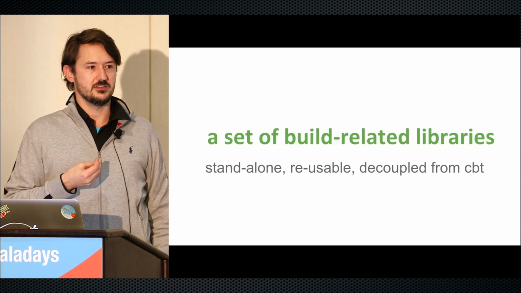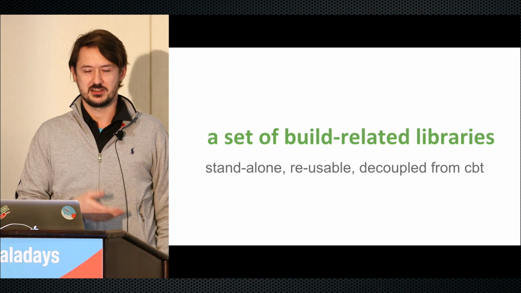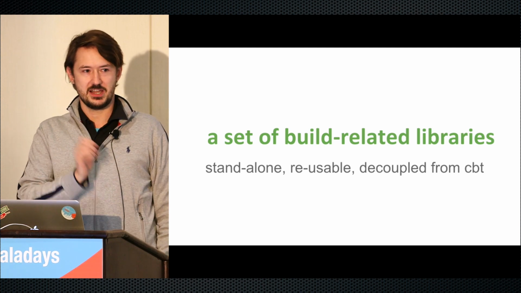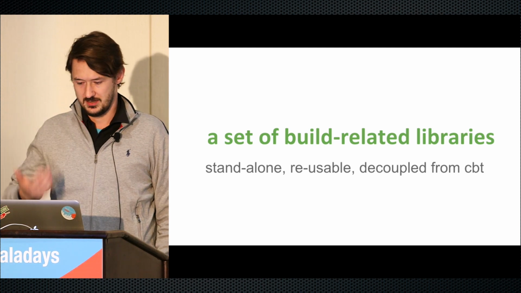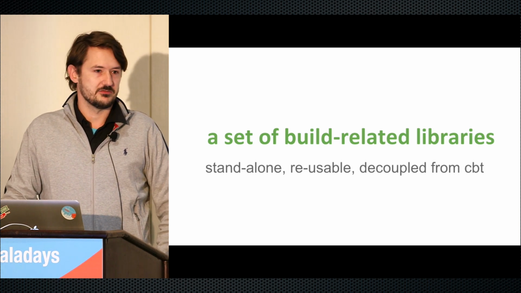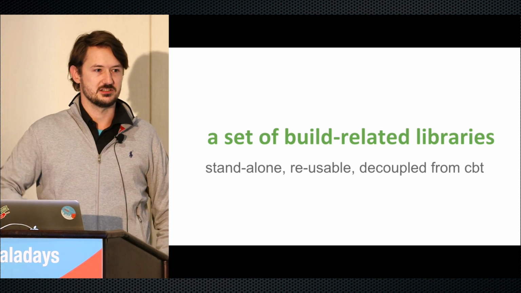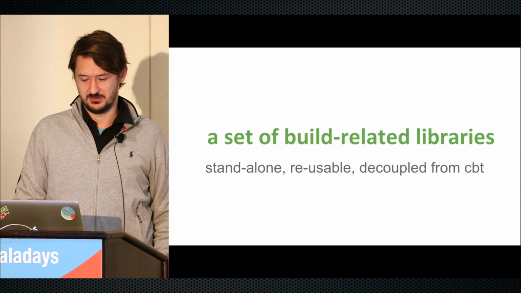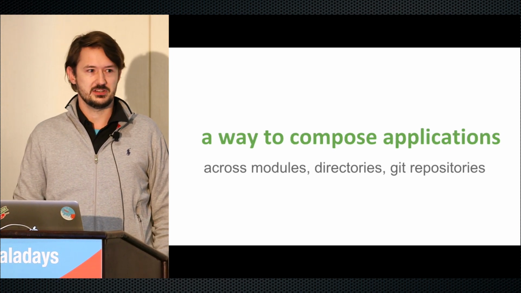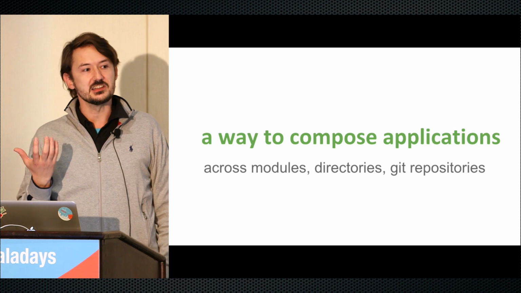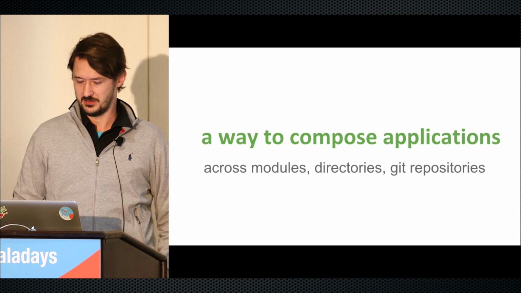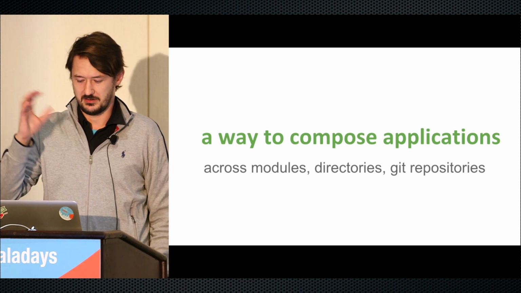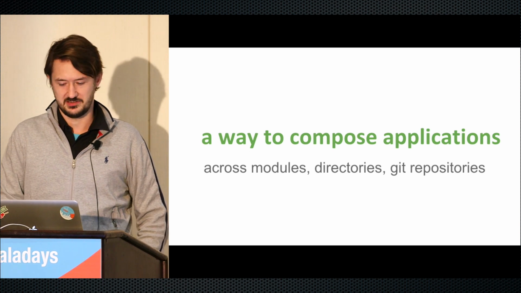It's also a set of just plain, simple libraries that just do build-related stuff, like compile source files to class files, or package things up into a jar, or invoke stuff reflectively, just these things as simple helper functions and a bunch of them. So they're independent of CBT and just usable and could even be used to build a different build tool or something. And it's a way to compose your applications. You can depend on dependencies, but you can also depend on other builds, and it's very flexible there. You can compose across directories or Git dependencies or GitHub dependencies.